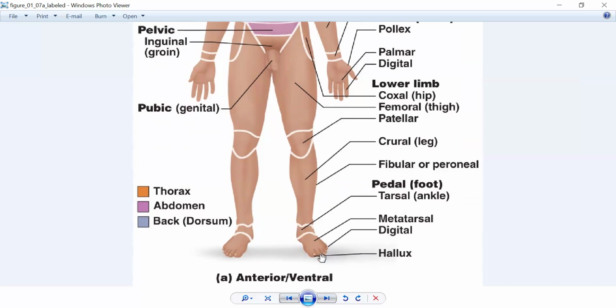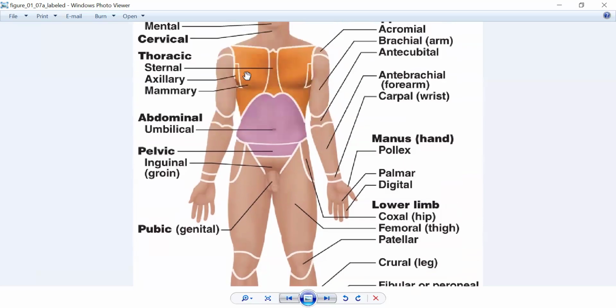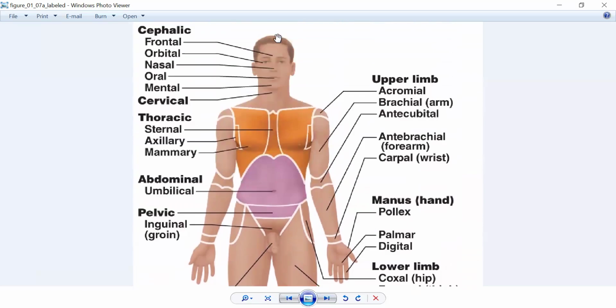Your whole foot, think of riding a bicycle, you put your foot on a pedal, so the whole foot's referred to as pedal. The ankle is tarsal. The next region is metatarsal. And again, just like your fingers, your toes are referred to as digitals. And your big toe is the hallux. So these are the anatomical regions for the anterior part of the body. Just forgot to mention cephalic, we're referring to the head of the organism.